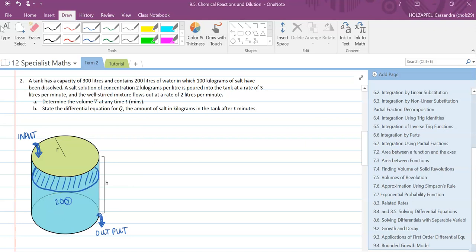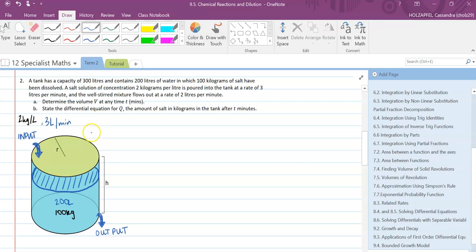So we have 200 litres of water in our tank, in which 100 kilograms of salt has been dissolved. What I'm going to do is pop the salt in black, and then leave the flow of the liquid in blue. A salt solution of concentration 2 kilograms per litre is poured into the tank. So this is part of our input. We have 2 kilograms per litre being poured into the tank at a rate of 3 litres per minute.